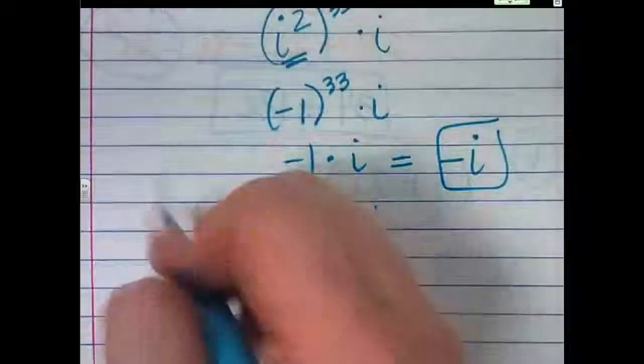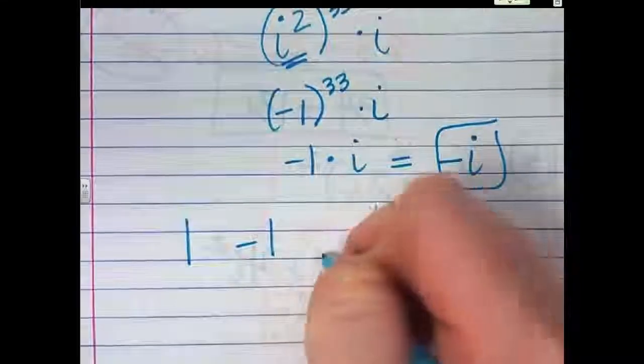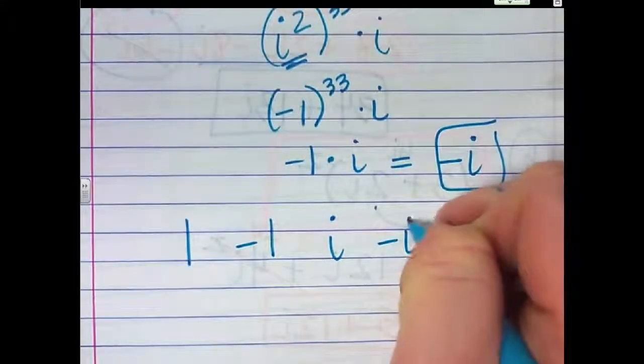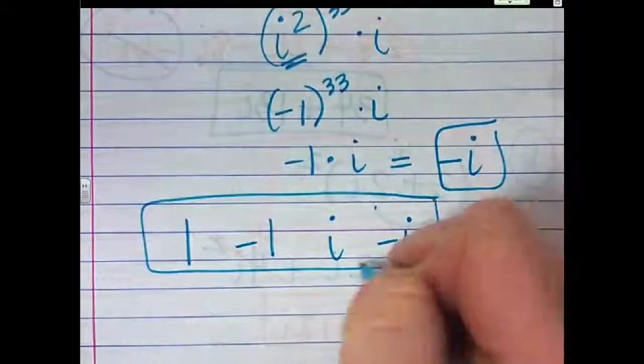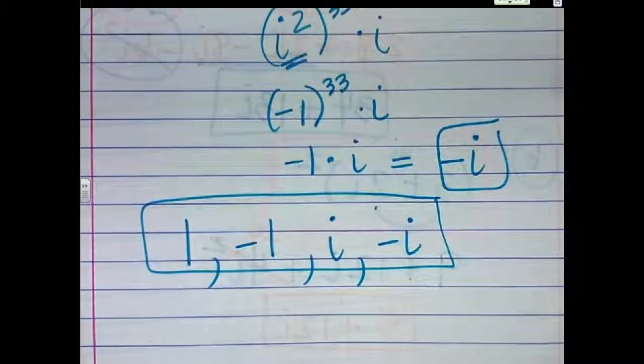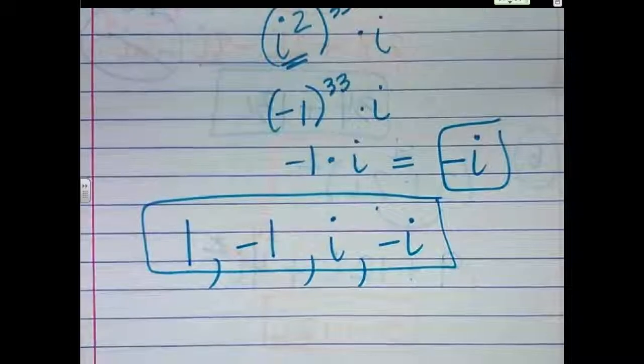So your answers will be one of 4 things. It will be 1, negative 1, i, or negative i. There's only 4 options here. We didn't have any 2s or 3s or anything. i to the 3rd, nothing like that. Those are your 4 options.